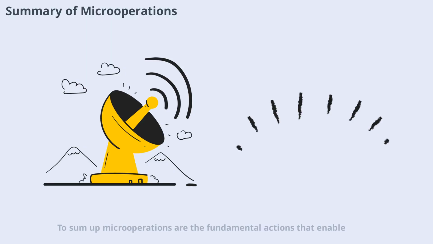To sum up, microoperations are the fundamental actions that enable computers to process data and execute instructions. They include register transfers, arithmetic, logic, and control operations. By working together, these microoperations allow CPUs to perform complex tasks quickly and efficiently. Understanding microoperations gives you a deeper appreciation for the technology powering our digital world.